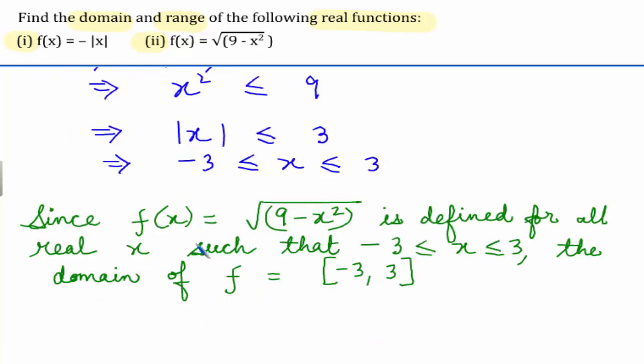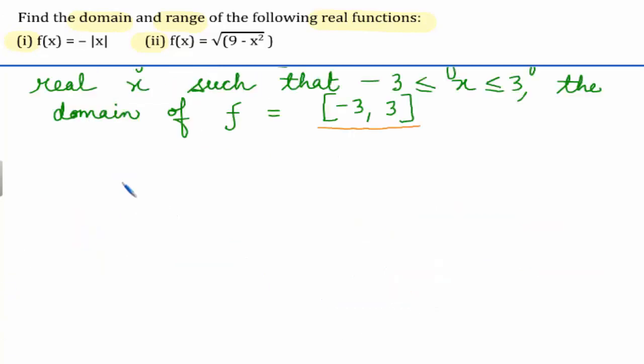Since f(x) equal to root over 9 minus x square is defined for all real x such that minus 3 less than or equal to x less than or equal to 3, the domain of f will be equal to the closed interval minus 3, 3. Next we have to find the range of f.